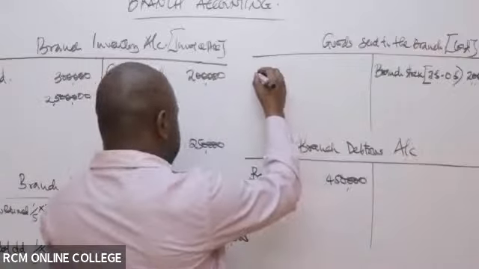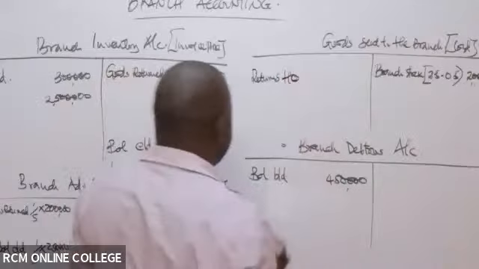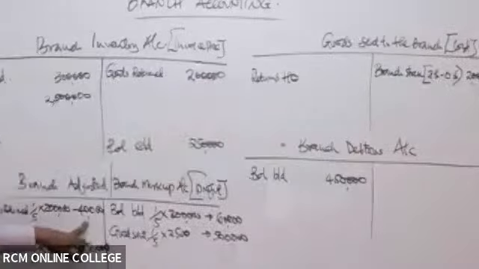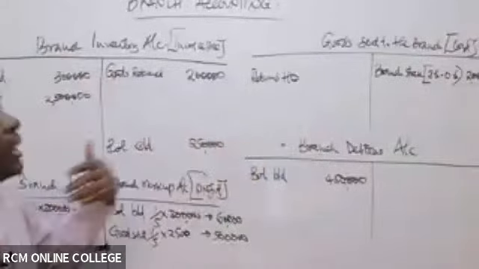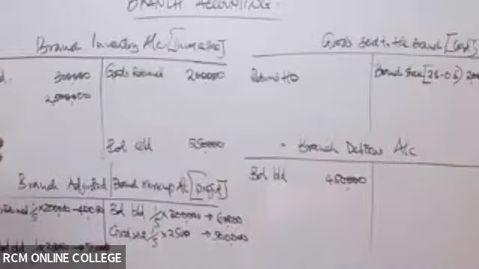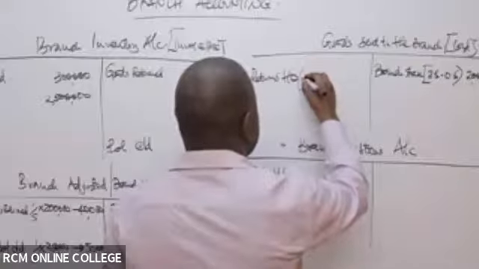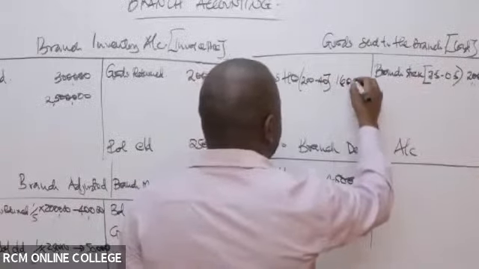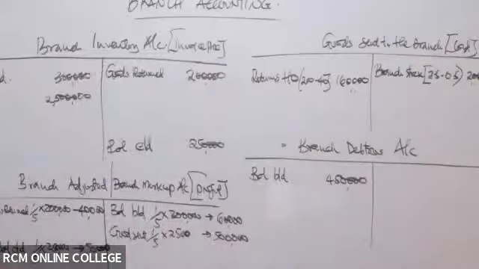So here we have returns to head office. You just get the difference. It will basically be 200,000 minus the 40,000 to finish up the double entry here. The goods sent to the branch account had been reduced because some of the goods were returned to the head office. So you take the 200,000, you minus 40, you'll be able to get 160,000. And of course, you would have completed that entry with those returns.